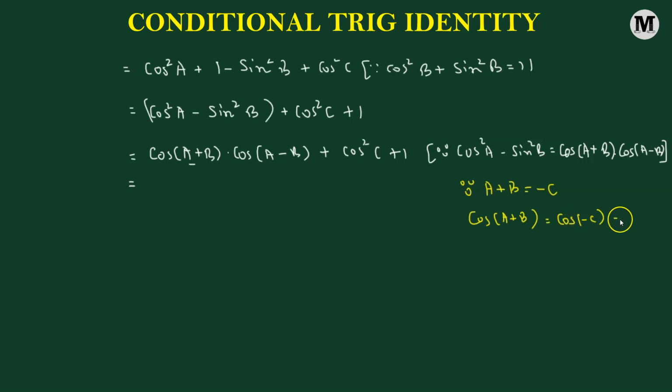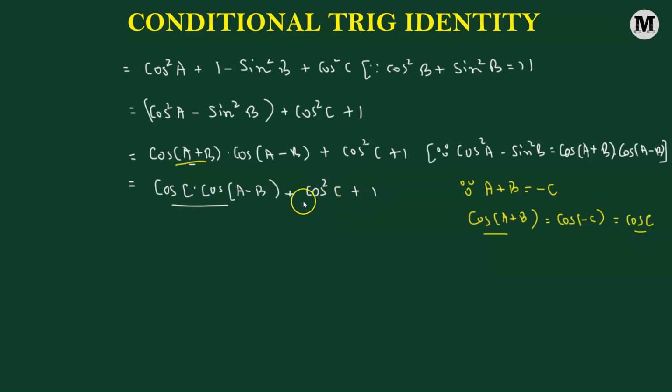However, cosine is an even function, so cosine of negative C is the same as cosine of C. In other words, we have shown here that if A plus B plus C equals 0, then cosine of A plus B is going to be the same as cosine of C. So we're going to replace this cosine of A plus B with cosine of C. So with cosine of C multiplied by cosine of A minus B, added to cosine squared C plus 1.